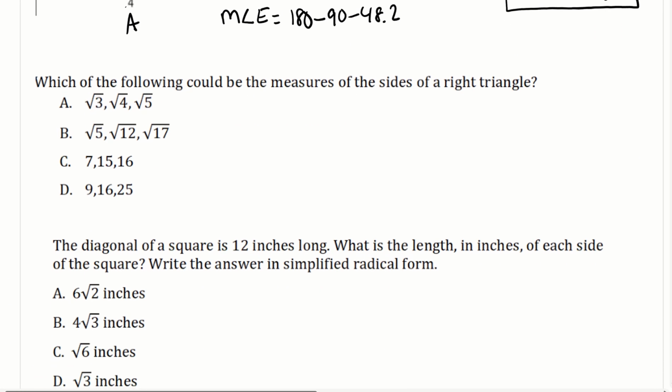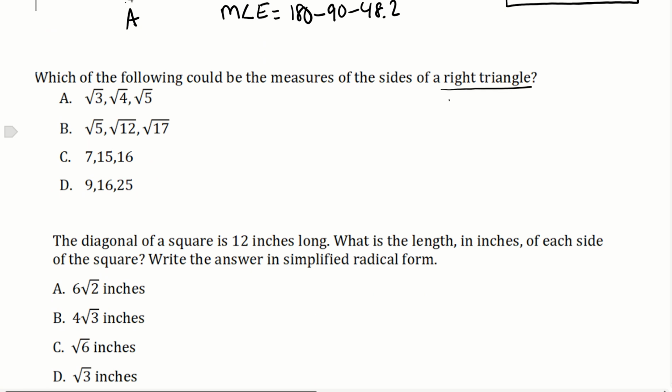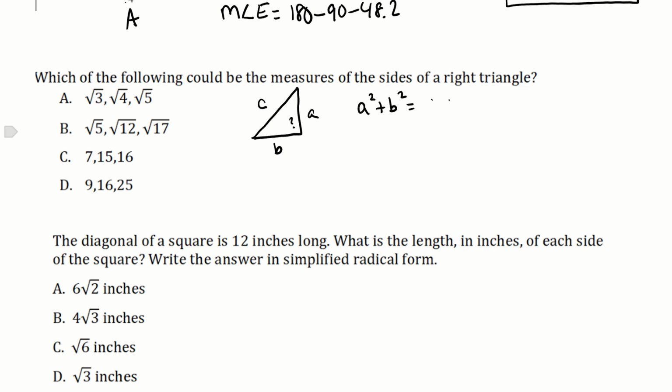Now, which of the following could be the measures of the sides of a right triangle? Okay, so now remember, for it to be a right triangle, you have to be able to use the Pythagorean theorem, right? So if a squared plus b squared equals c squared, if that's true, then you can say that that's a right angle. If this is true, I'm going to say that it's a right triangle.